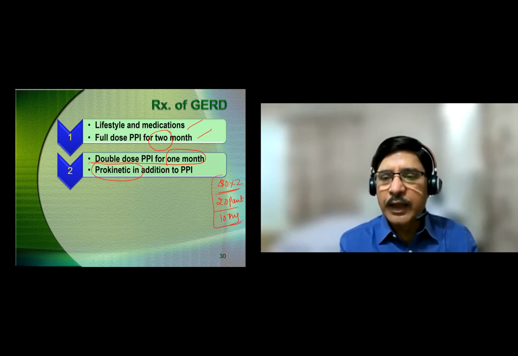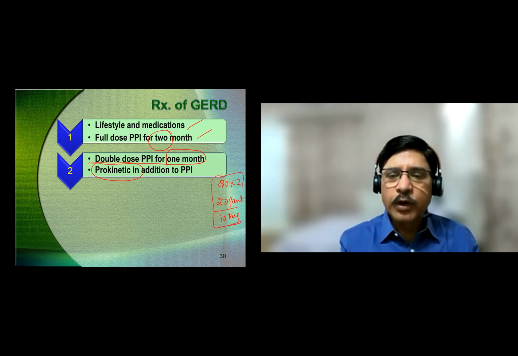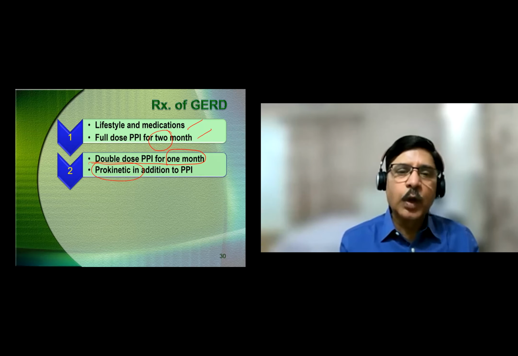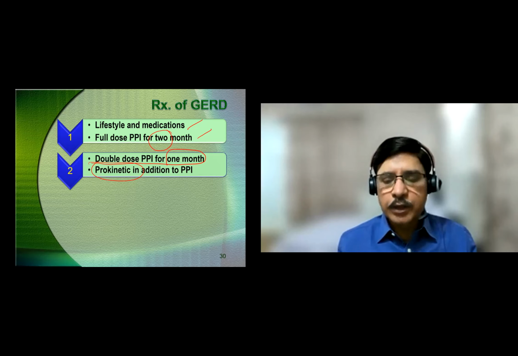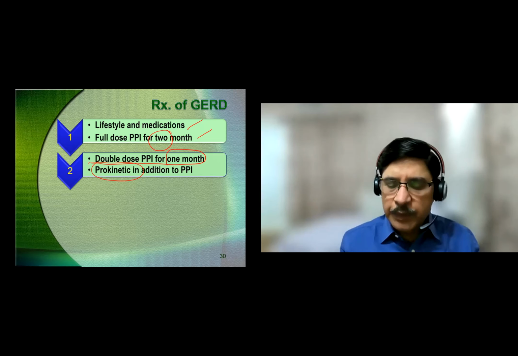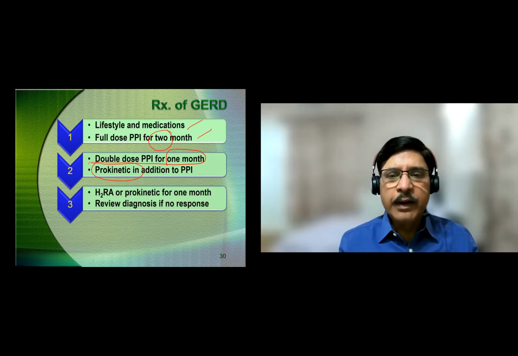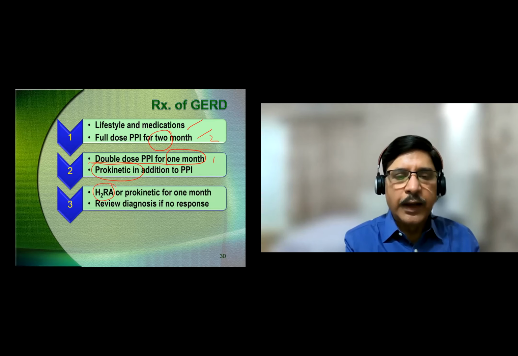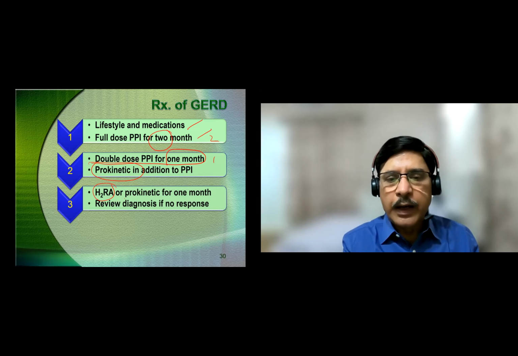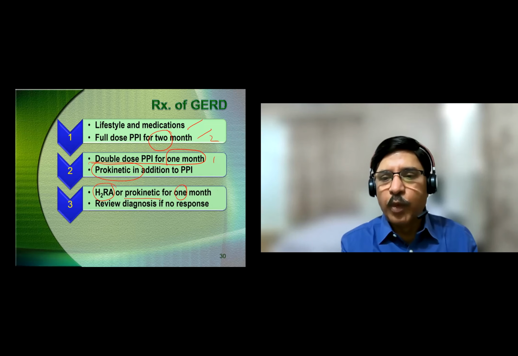Different drugs have different dosages. Prototype omeprazole we take and talk about full dose, half dose, and double dose based on omeprazole. Prokinetic medication has to be added. What are prokinetics? Domperidone, itopride, levosulpiride. These are the things. The problem with them is that they are cardiotoxic. Then after 1, 2 plus 1, 3 months over, then H2RA, ranitidine, famotidine, or a prokinetic is continued for 1 more month. Okay, there are 4 months gone.